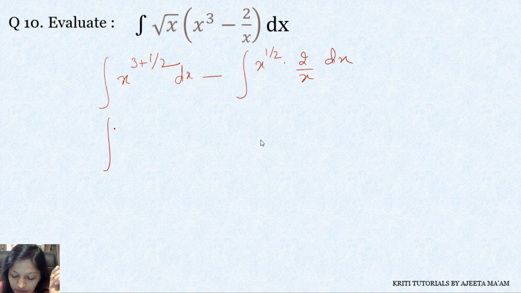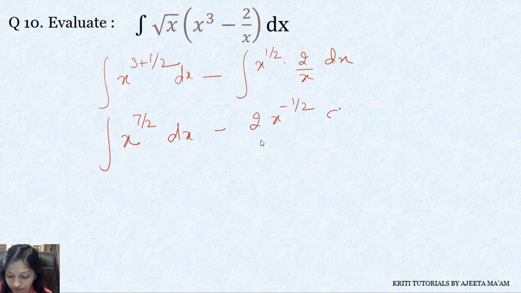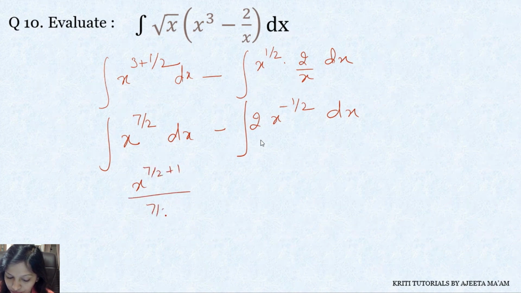Okay, let's write one more step. So what will you get here? 3 plus half. Right. Now what will you get here? Half minus 1. So what will you get? 2x raised to minus half. Let's put the integral sign here. Okay. Now let's make it. X raised to half. Use the power rule. What will you get here? Minus 2 out. X raised to minus half. Use the power rule again.